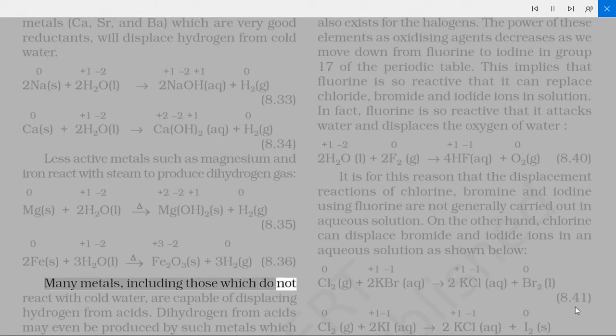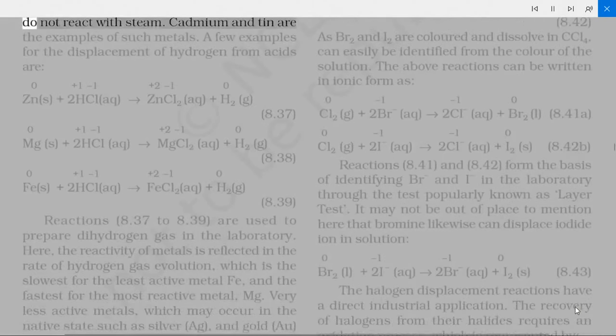Many metals, including those which do not react with cold water, are capable of displacing hydrogen from acids. The hydrogen from acids may even be produced by such metals which do not react with steam. Cadmium and tin are the examples of such metals.